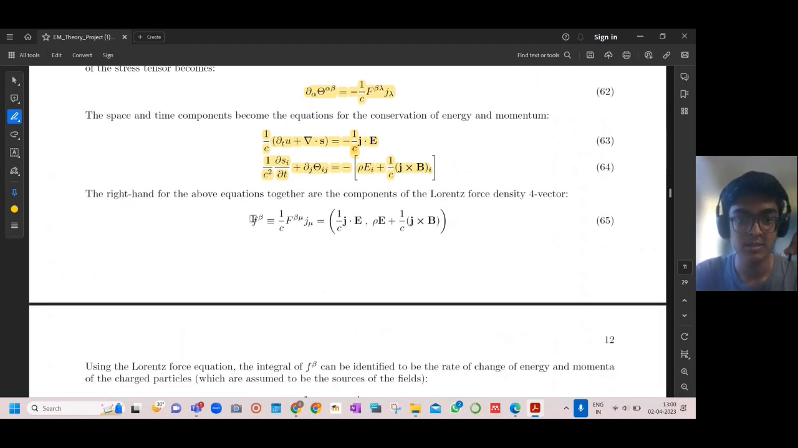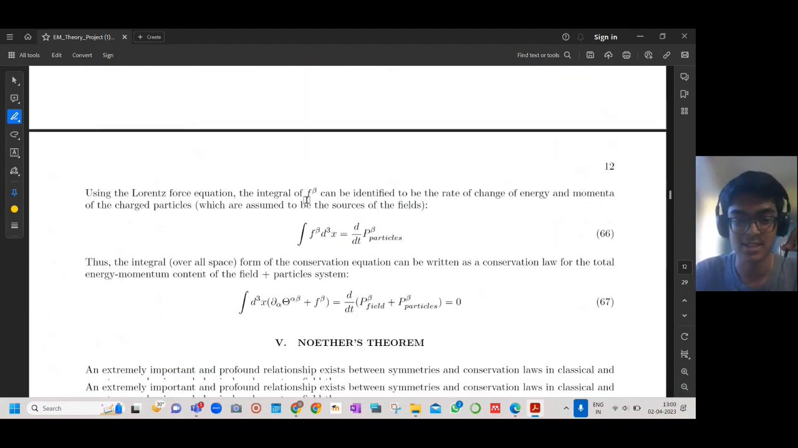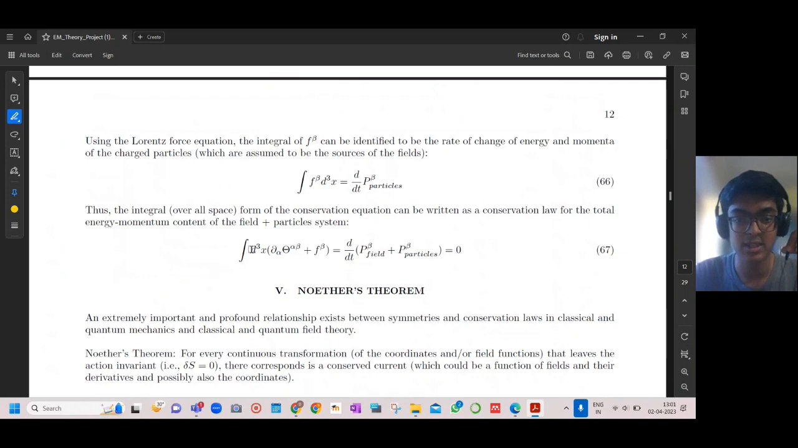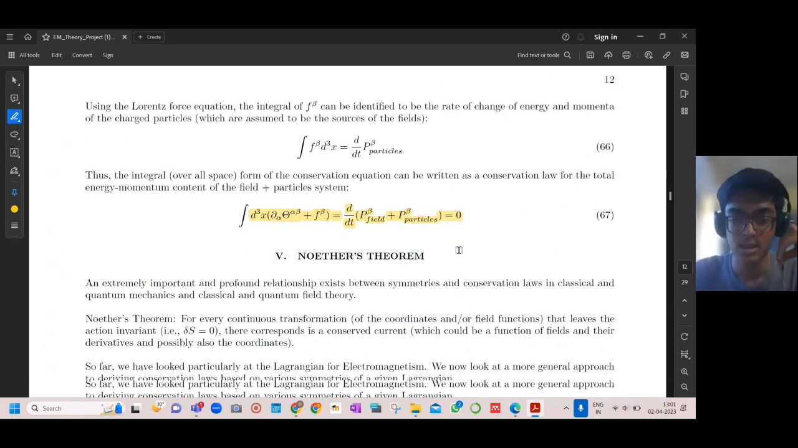So the right hand side of the above equation can now be combined in a covariant way to get a force density 4 vector. Not really important, just a definition for convenience. And the integral form of the above law can be written as follows. So this is the conservation law for the total energy momentum content of the field plus particle system.